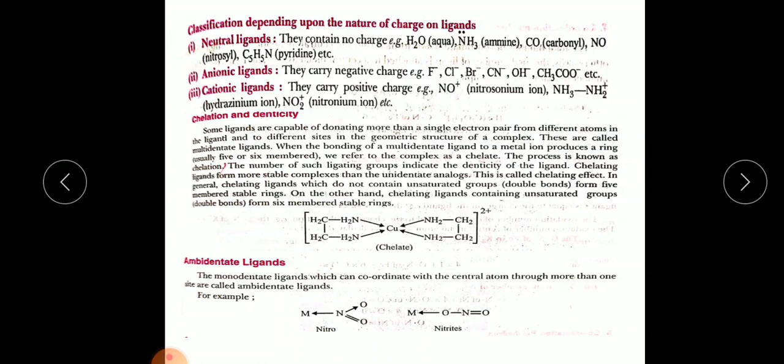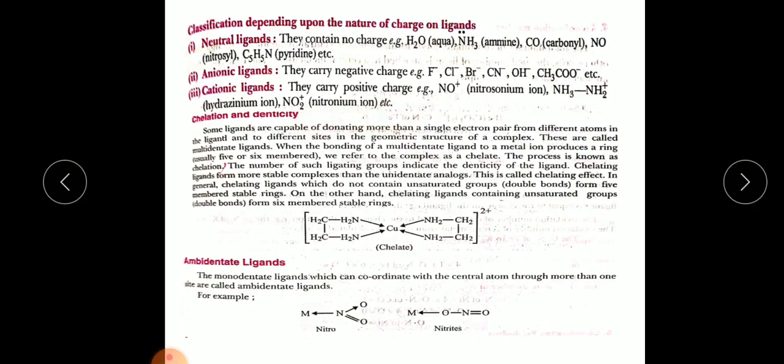Next, ligands can also be classified on the nature of the charge. For example, if they do not contain any charge, they are called neutral ligands. Example, H2O, ammonia, carbonyl, nitrosyl; all these are neutral ligands, they don't have charge. Anionic ligands carry a negative charge, like F minus, Cl minus, Br minus, CN minus, OH minus, acetate ion. Cationic ligands have a positive charge, like NO plus, that is nitrosonium ion, NH2NH3 plus, that is hydrazinium ion, and NO2 plus, nitronium ion. So they can also be classified on the basis of their types.